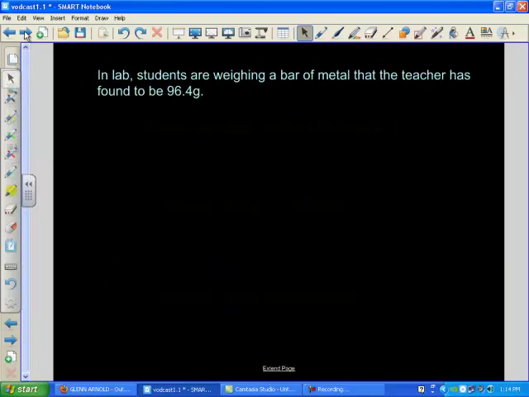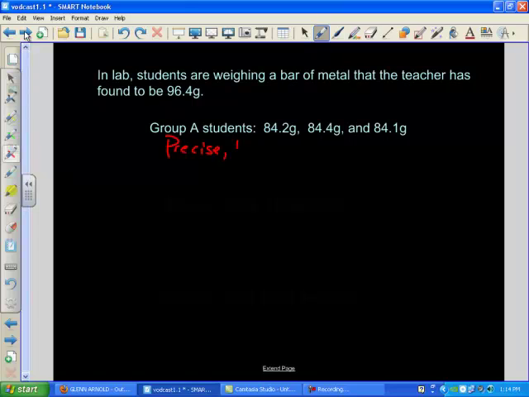The typical way you might see this on a test, particularly on the EOC, is in lab examples. So in the lab, students are trying to weigh a bar of metal. The teacher knows that it's 96.4 grams, so the group A students do measurements of 84.2 grams, 84.4 grams, and 84.1 grams. In this particular case, the students in group A are precise, but they're not very accurate. They're about 12 grams off of what it should have been, and when we're talking about a small weight like that, 12 grams is a lot. Their measurements are close to each other, but they're not very accurate.